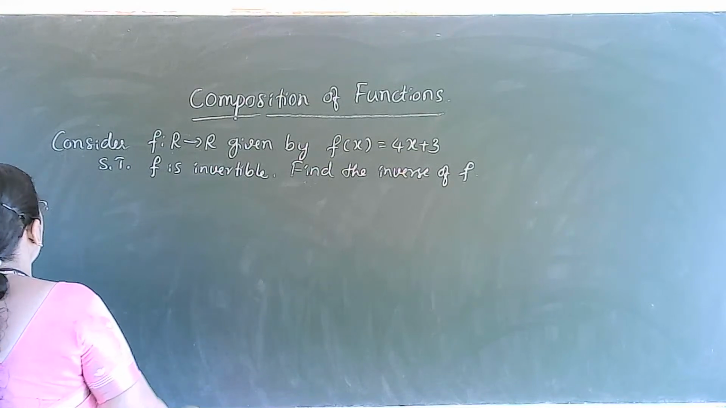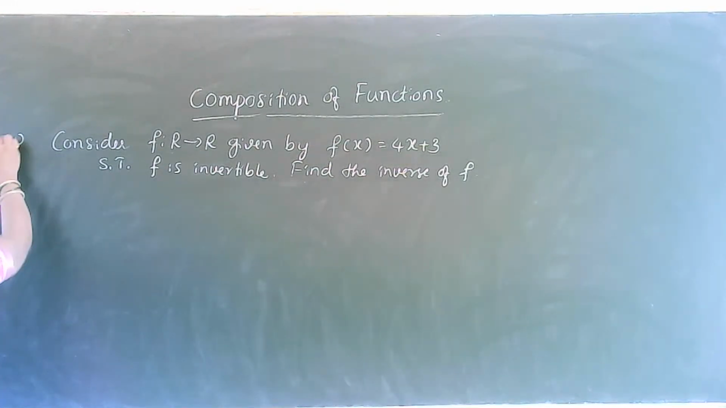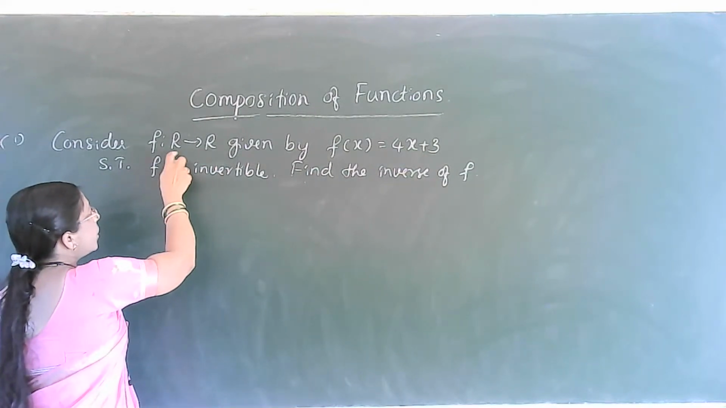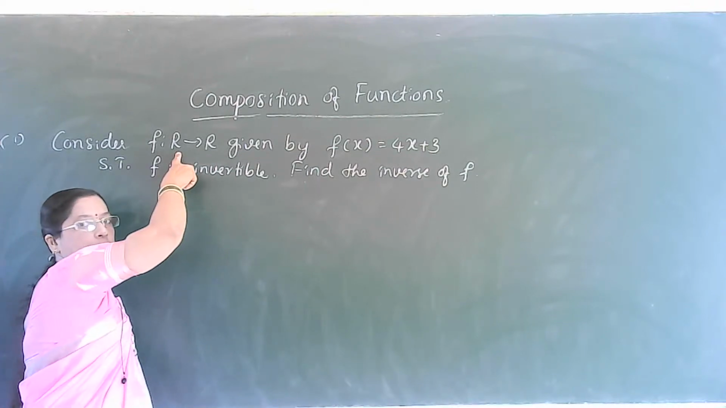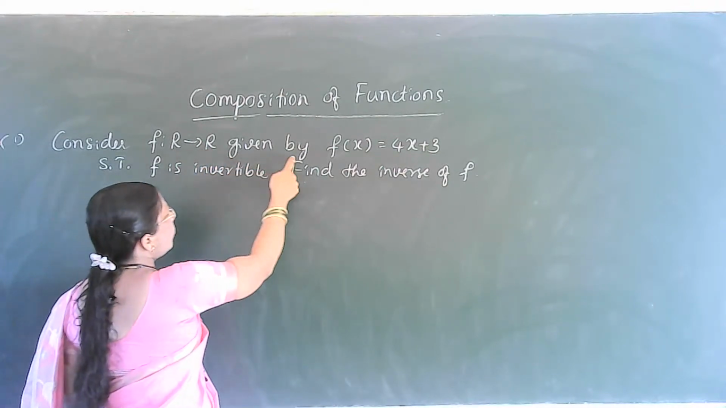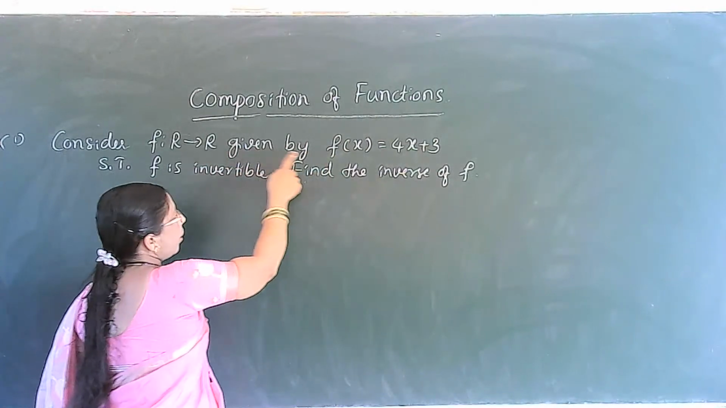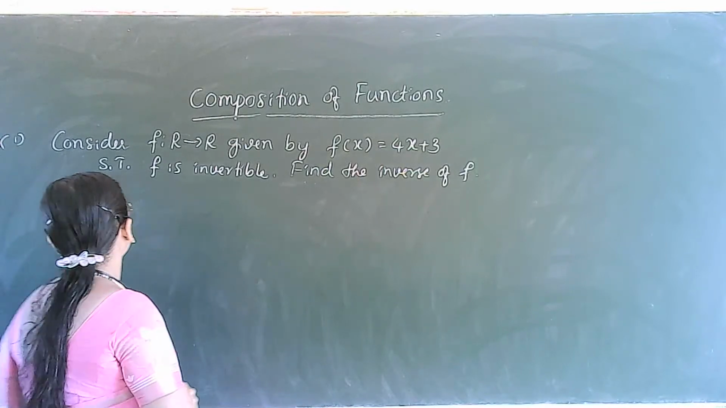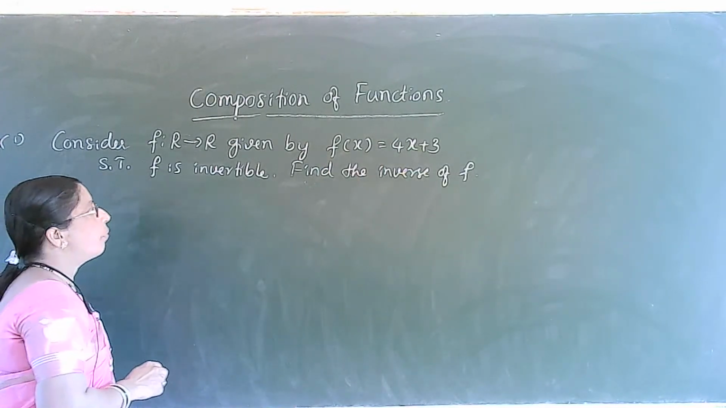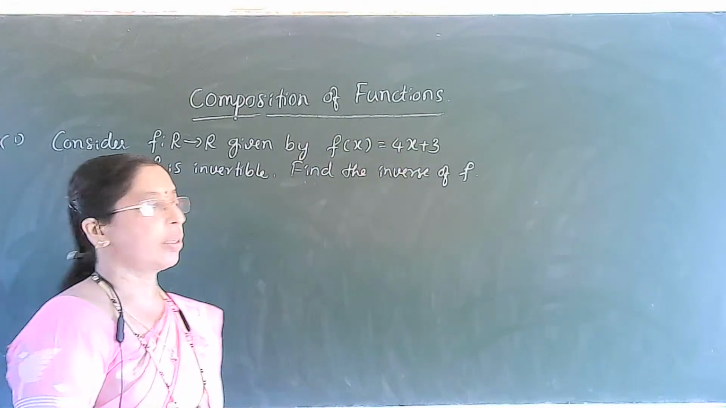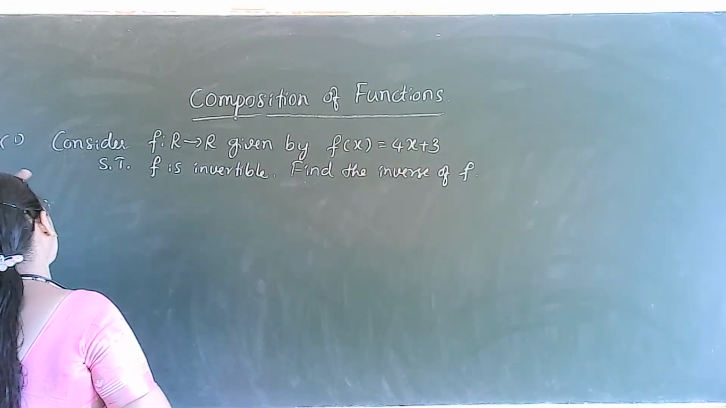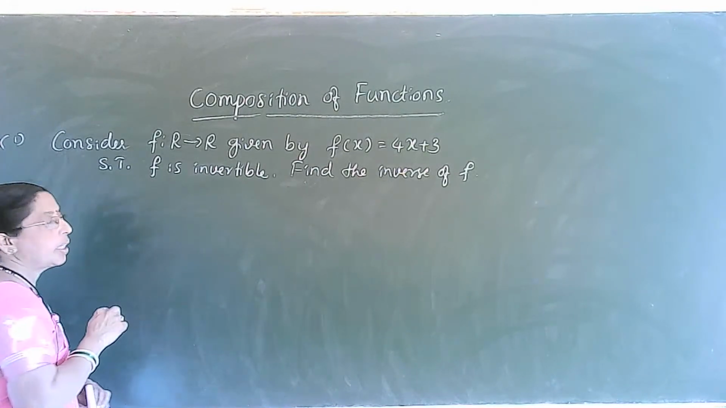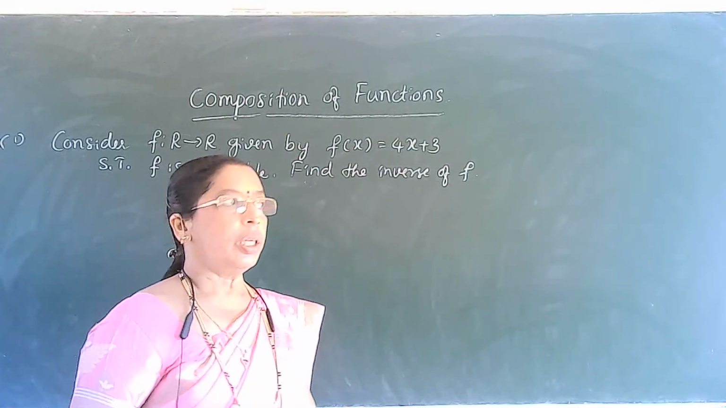Consider f is a function from R to R, meaning real number to real number. Domain is real numbers, and codomain is also R. The function is f of x equal to 4x plus 3. Show that f is invertible and find the inverse of f. Here, first we show this function is invertible.